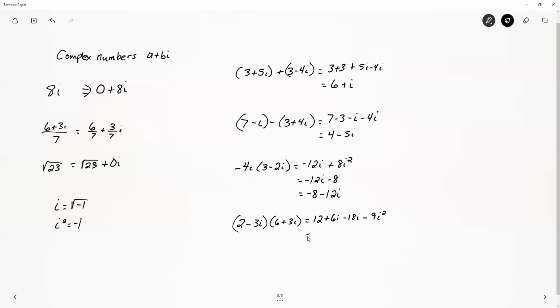Now we're going to combine like terms. So I have 12 plus 6i minus 18i is negative 12i. And i squared is -1. -1 times -9 is positive 9, which gives me 21 minus 12i. Okay. All right, so let's go to the next page.